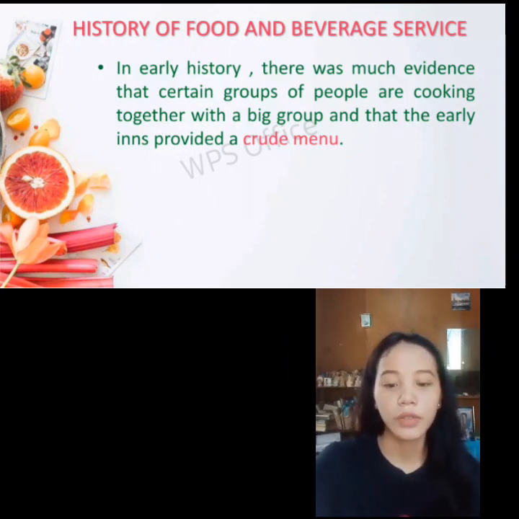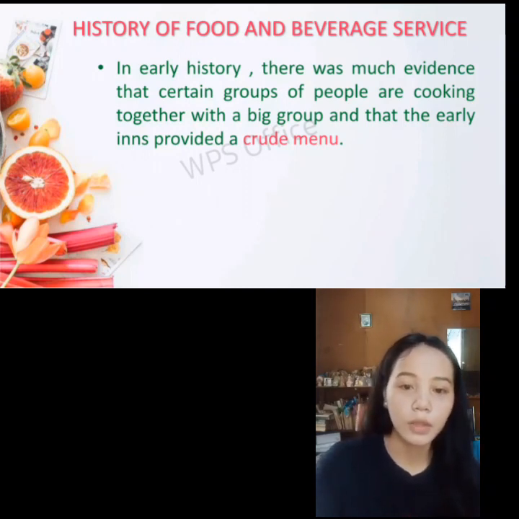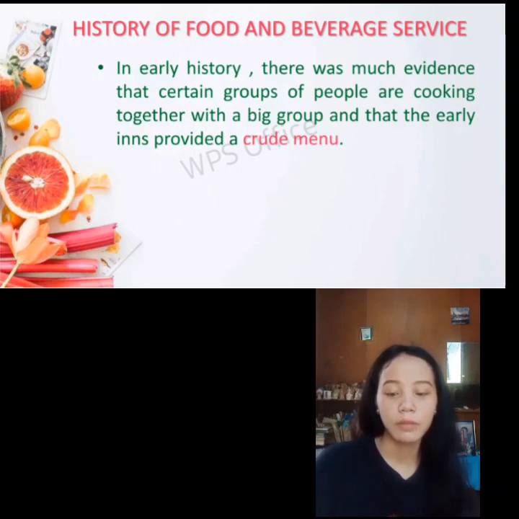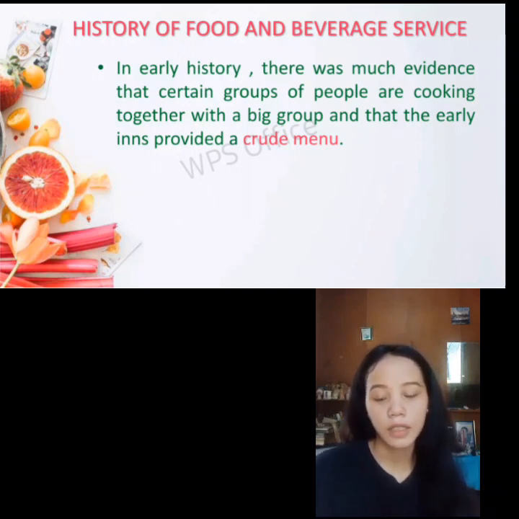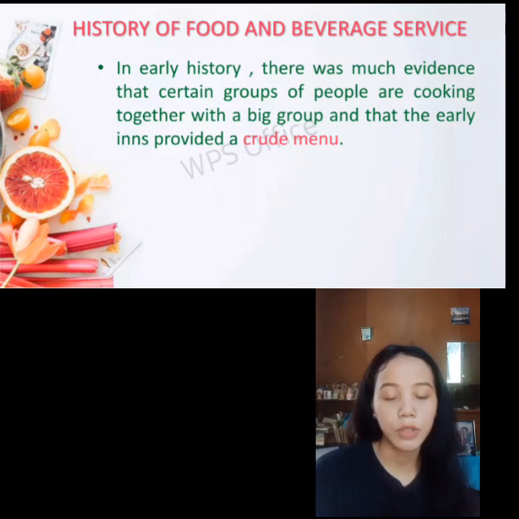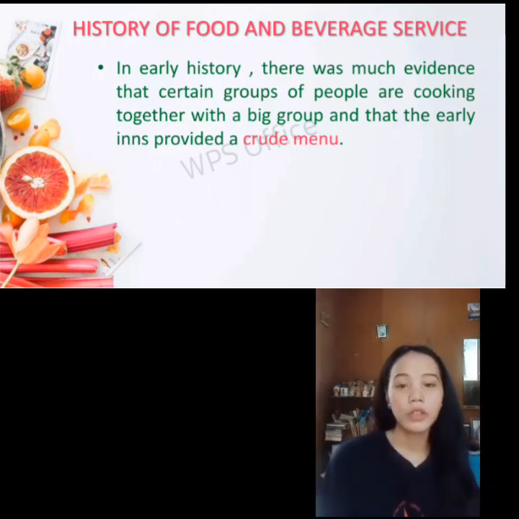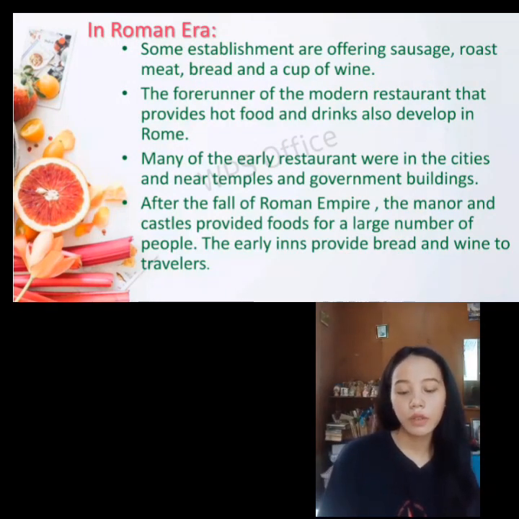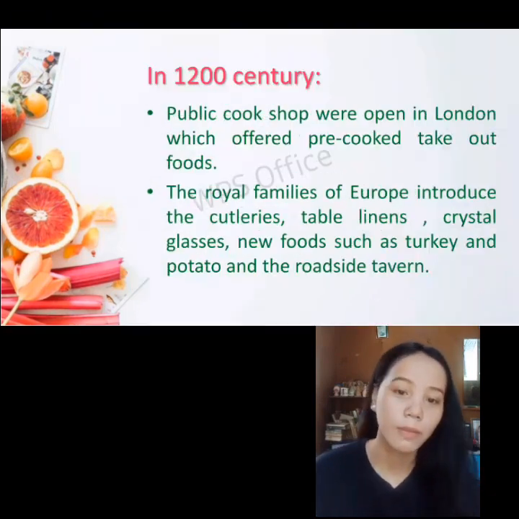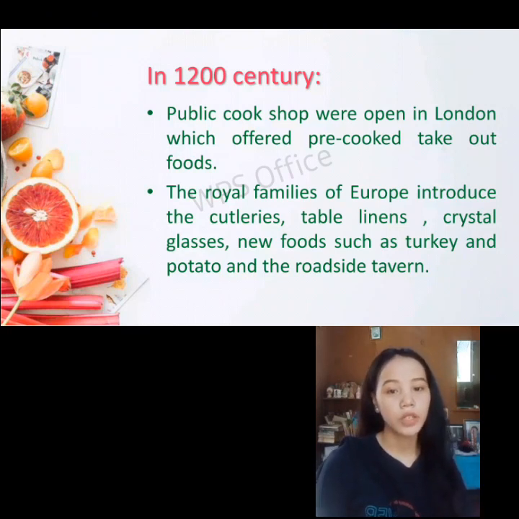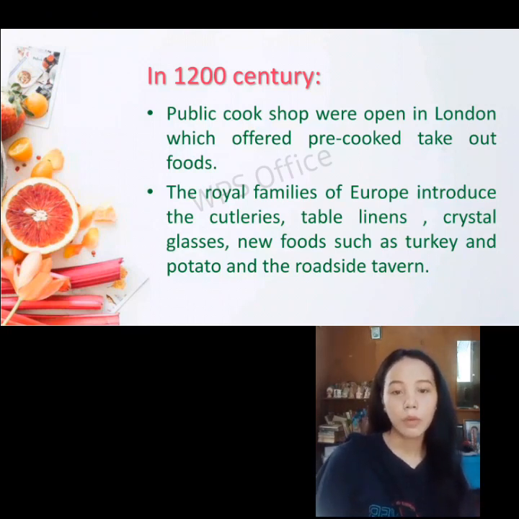In the early history, there was much evidence that certain groups of people were cooking together in a big group, and that the early inns provided a crude menu. A crude menu could be a simple list of food items without any specific description or formatting. In the Roman era, many of the early restaurants were in the cities, temples, and government buildings. In the 1200s, public cookshops were opened in London which offered pre-cooked take-out food.